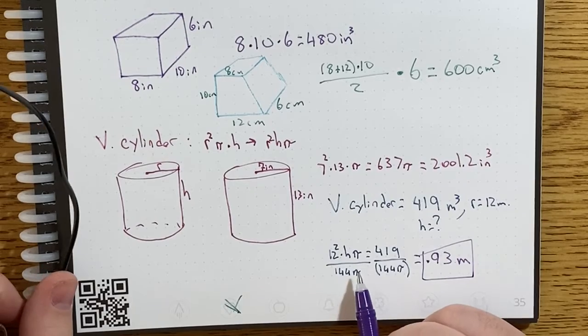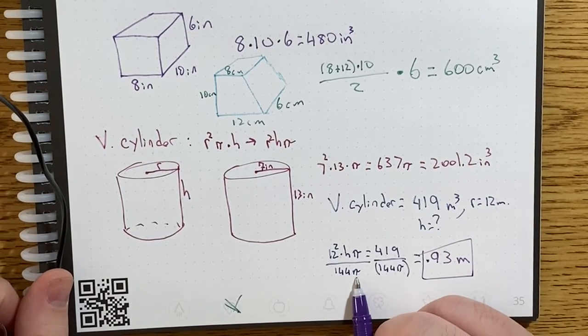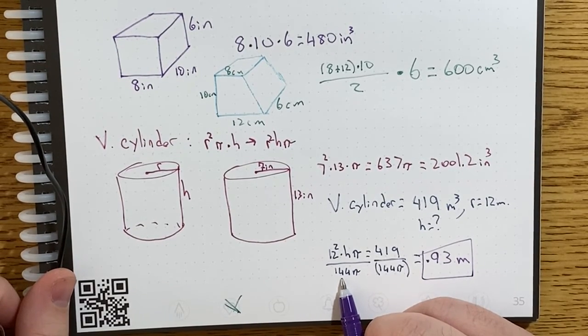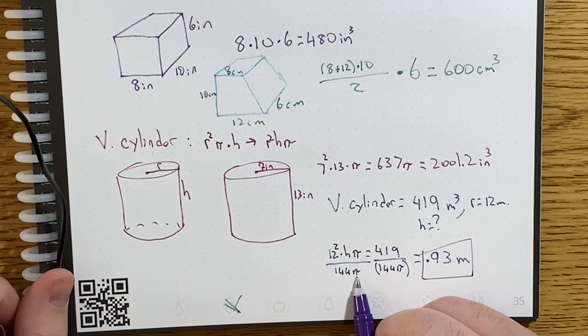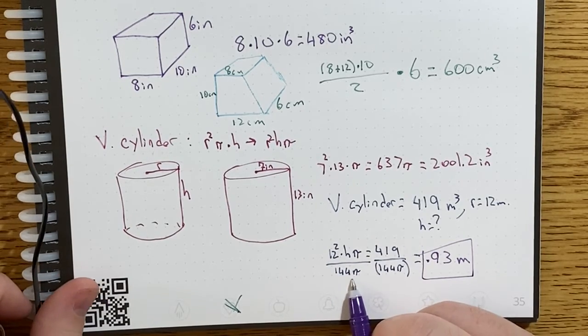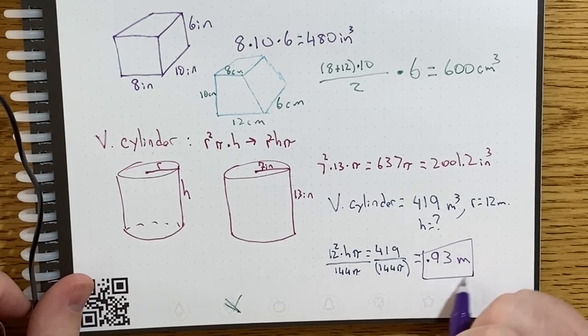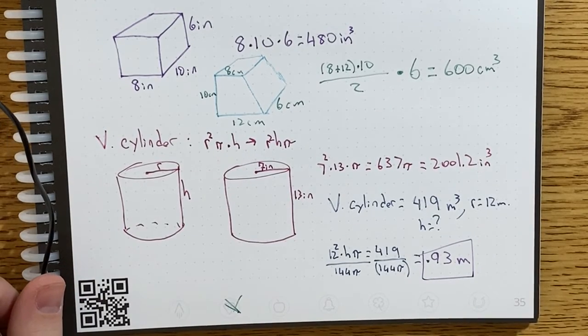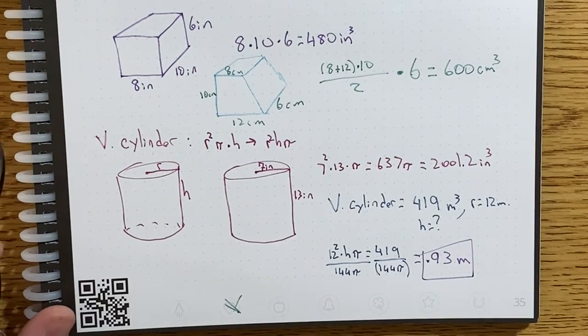Which makes sense if you think about it. 144 times pi is basically what is 144 times 3. And 144 times 3 is 432. So this has to be smaller than 1. That is basically all you're going to have to do for volume for this section. Now, at some point we're going to have to start combining things, but we'll do that next time.